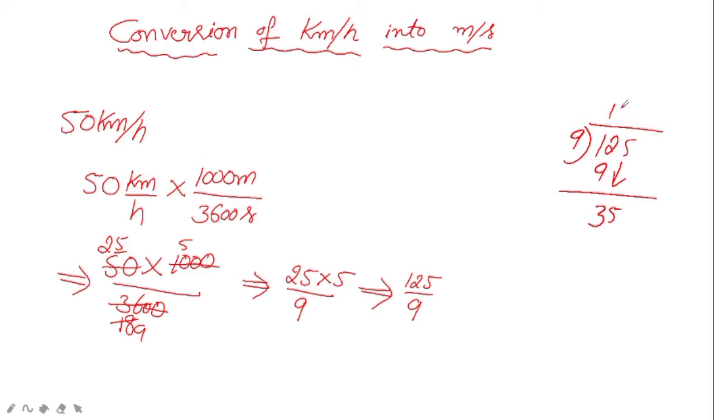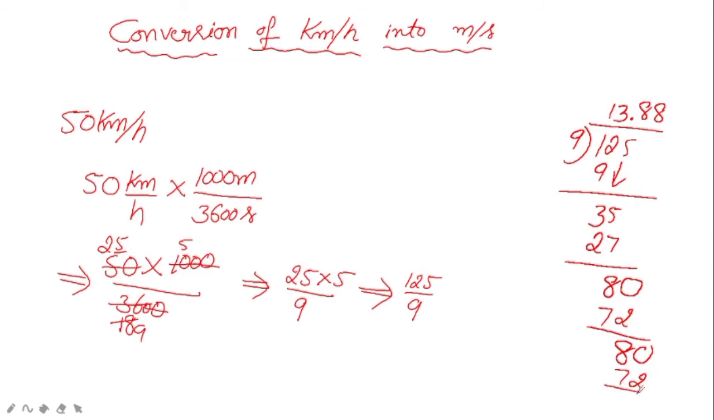So I will take 9 threes are 27. Now what is the remainder? Can you guess? This is 8. Now I cannot divide this 8 by 9, so put a decimal point. Then here I will get 0. So 9 8s are 72. So again the remainder is 8. If I write the 0 here, again I will get 9 8s are 72.